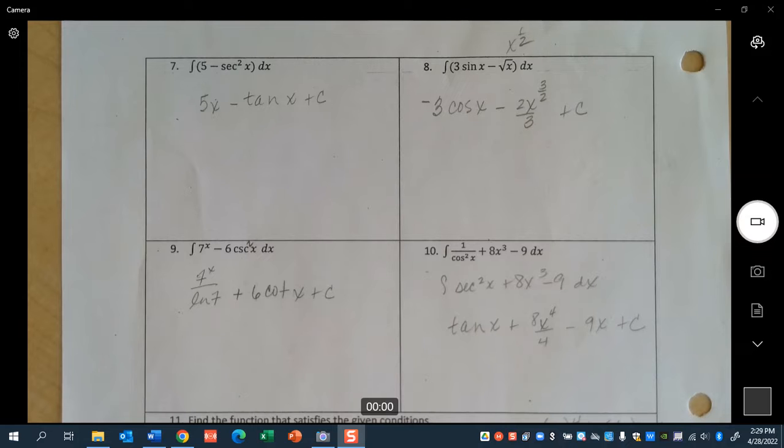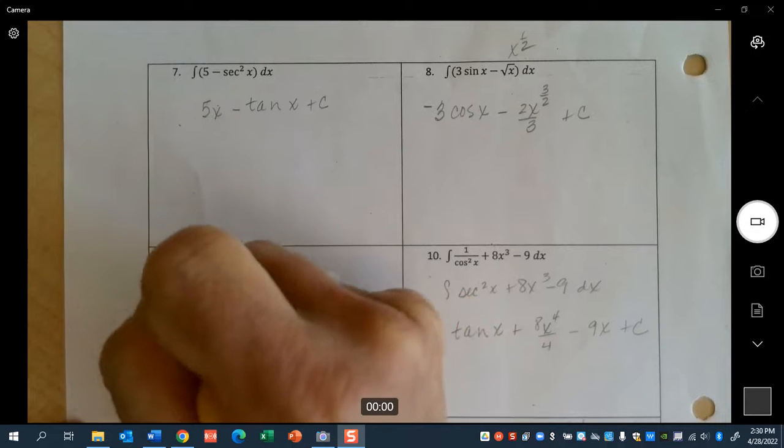All right, so 5 goes to 5x. Secant squared, I look back at my chart. Yep, that's tangent plus c. I rewrite the square root of x as x to the 1/2. And I've done enough of these fraction ones now that I just know that's that multiplying by the reciprocal thing. I got that down. Here's the one that is completely memorized. Just memorize this guy.